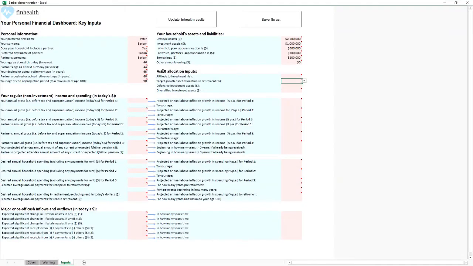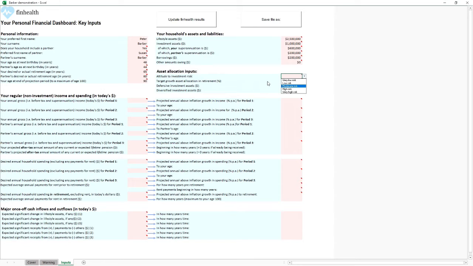The next section, asset allocation inputs, seeks information about attitude to investment risk and structure of the current investment portfolio. 5 choices are provided to describe attitude to investment risk. They are very low risk, low risk, moderate risk, high risk, or very high risk. Attitude to investment risk is a very difficult one to self-assess, but this is not the time to kid yourself that you're more risk tolerant than you really are.